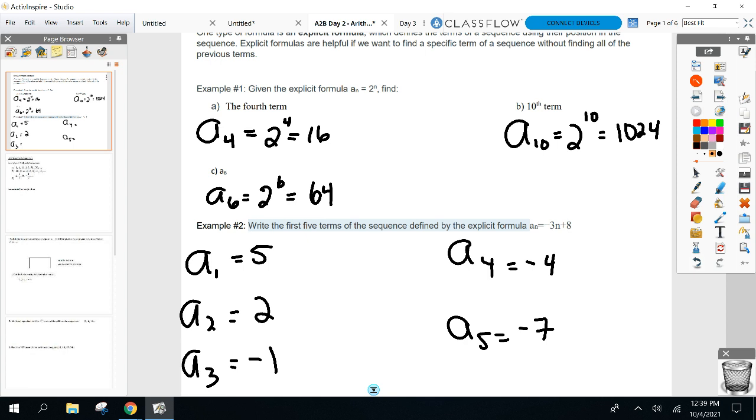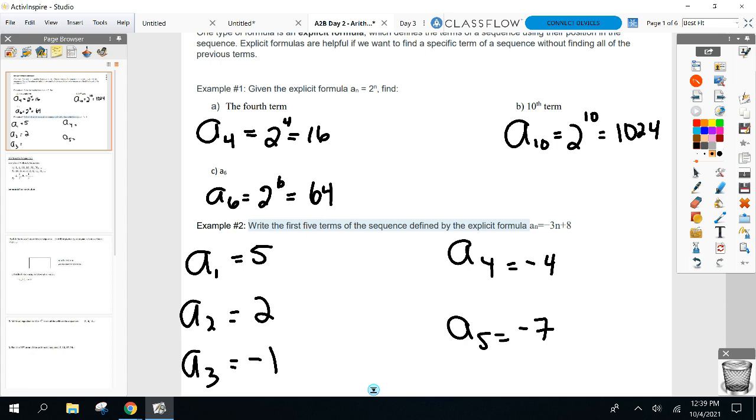All right, we see the difference between explicit versus recursive. Recursive, got to know something about the previous term. Explicit, I just plug in the term I want to find, whatever number I want to find. Questions?